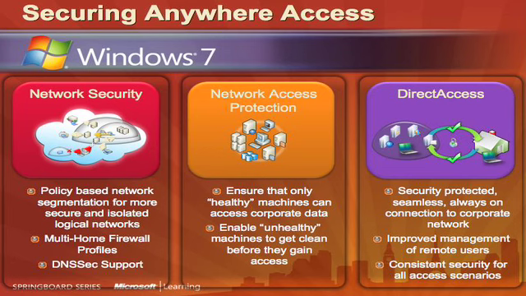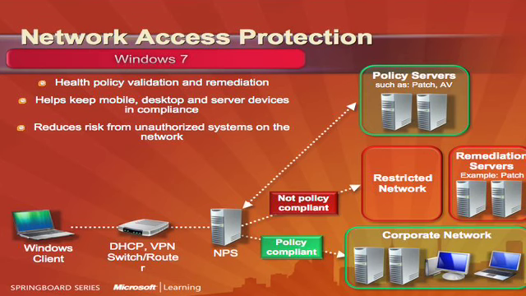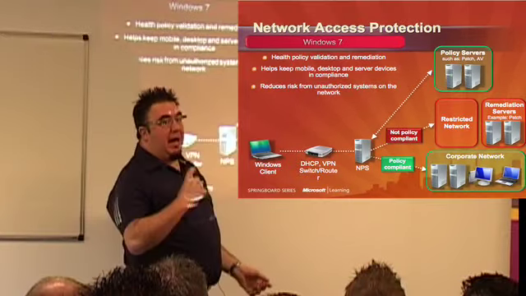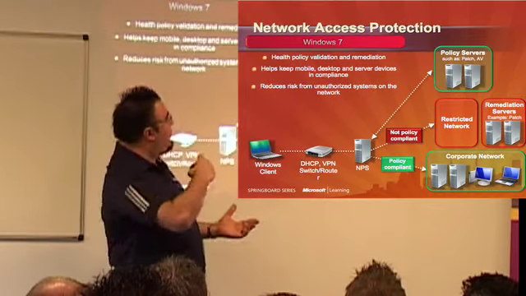With security, we've also added things like multi-home firewall profiles. We have policy-based network segmentation, and we've even updated NAP, and I'll show you in a moment how we can ensure that only healthy machines access corporate data. So what we've done is a Windows client connects to the NPS server coming in remotely. This could be via direct access, this could be via VPN, or it could be even local. So they get to the NPS server and it does a quick check and says they are policy compliant. Give them access. Great.